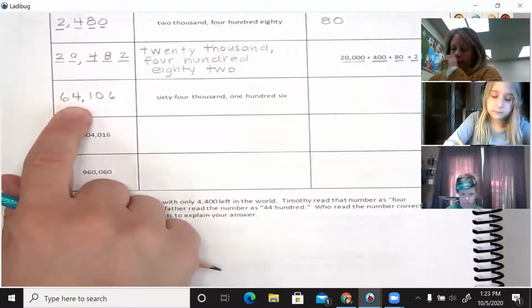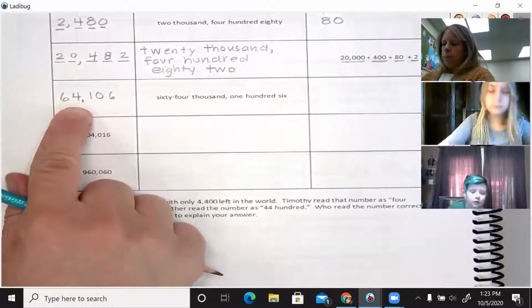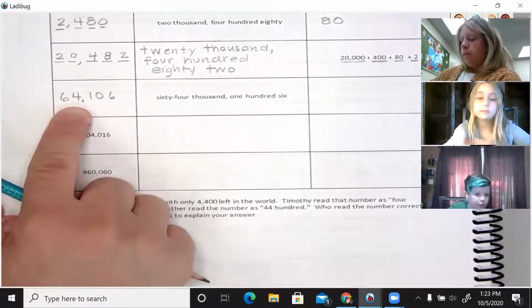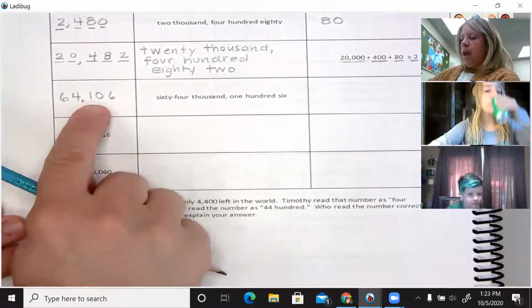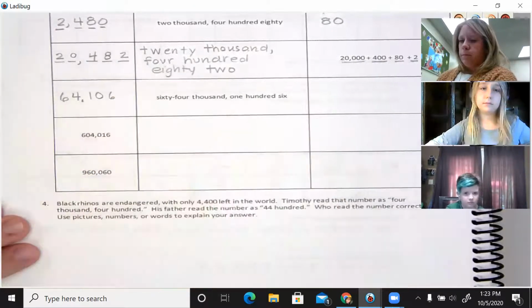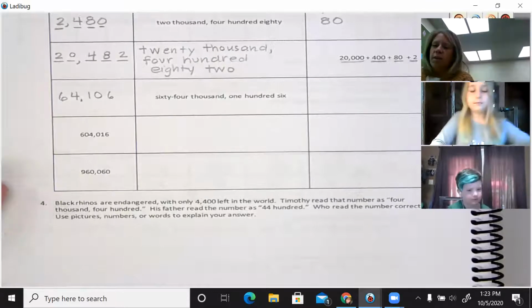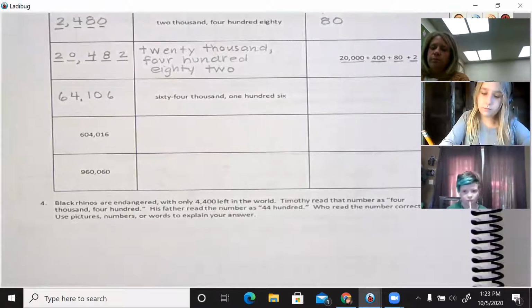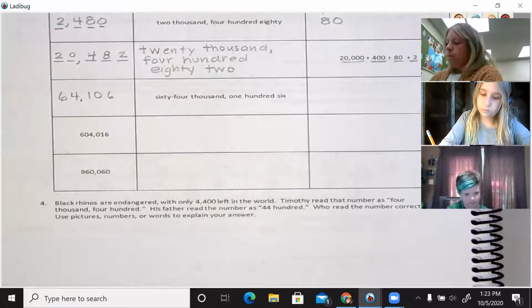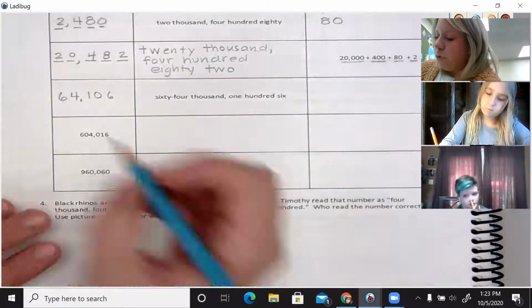Peyton, read the number that Sophia just wrote in standard form. 64,106. Now read the words, Peyton. 64,106. Did they match? Very good. Yes. Now we're going to write in expanded form.